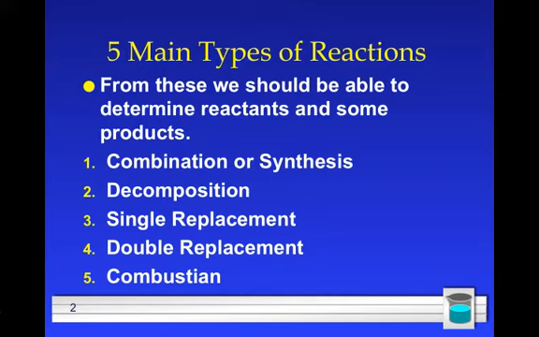So the first type of the 5 types is a combination, which is sometimes referred to as synthesis. The second type is something called decomposition. The third is single replacement, which is also sometimes called single displacement. The fourth kind is called double replacement or double displacement. And then the fifth type is called combustion. So let's talk about each one of these now.